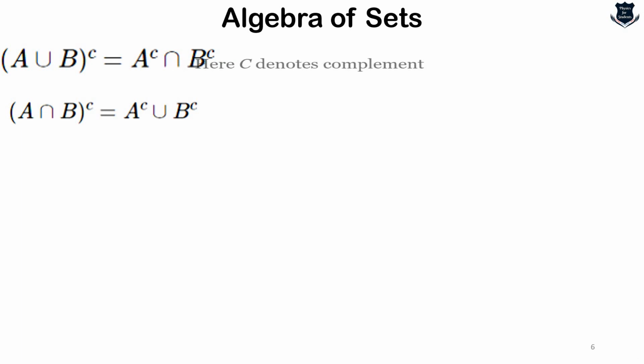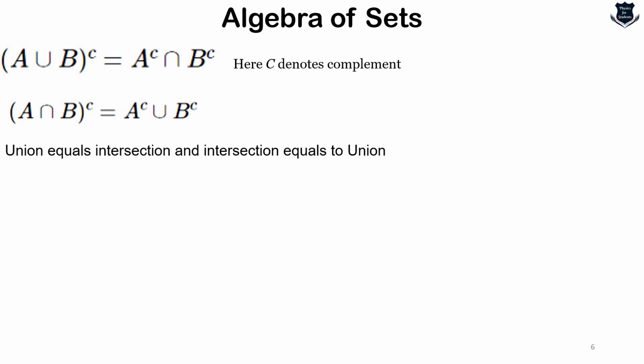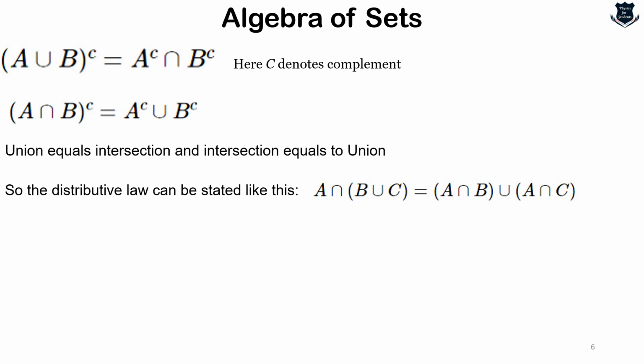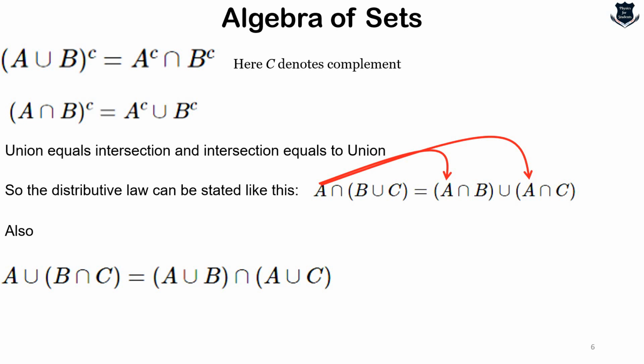So this is the way in which we can write De Morgan's law, and here C denotes complements. So union becomes intersection and intersection becomes union. That is the basic idea. And the distributive law which we just learned can be stated like this. Here you can see A gets distributed in this part and also in this part. So that is how the distribution takes place, and also this one.